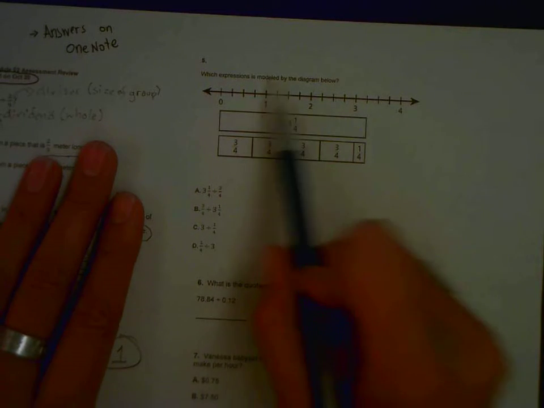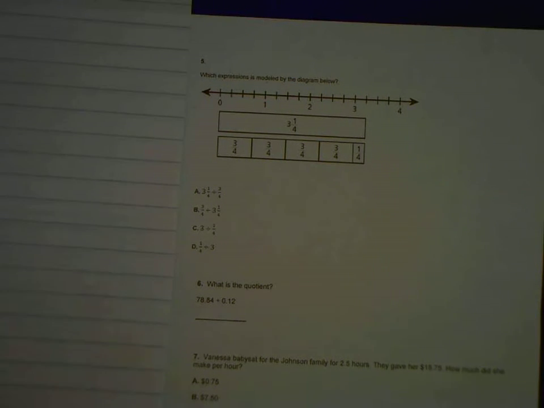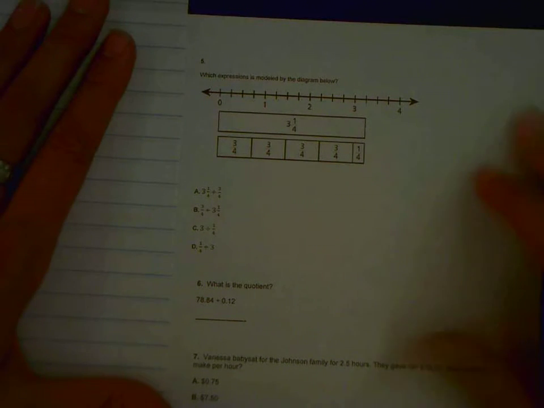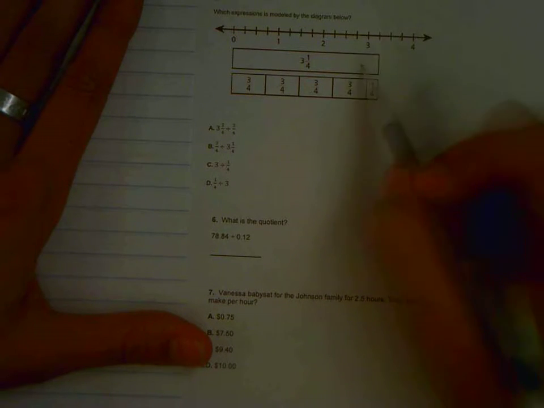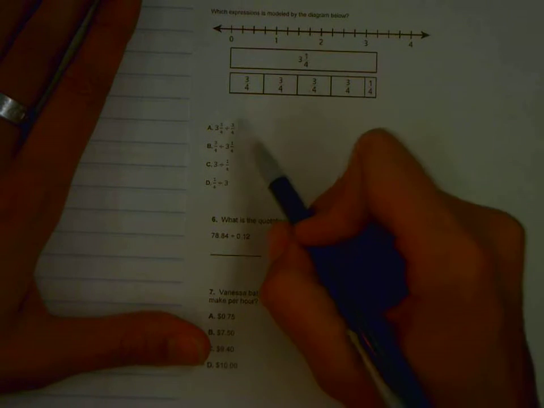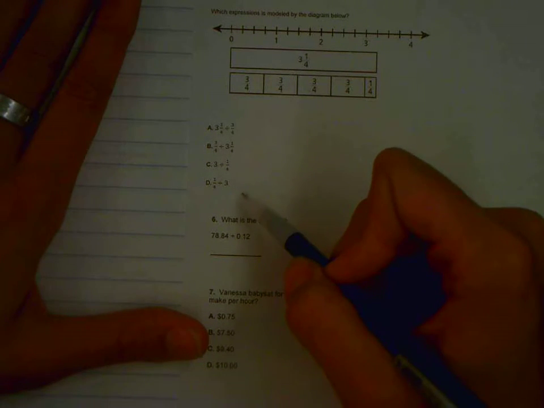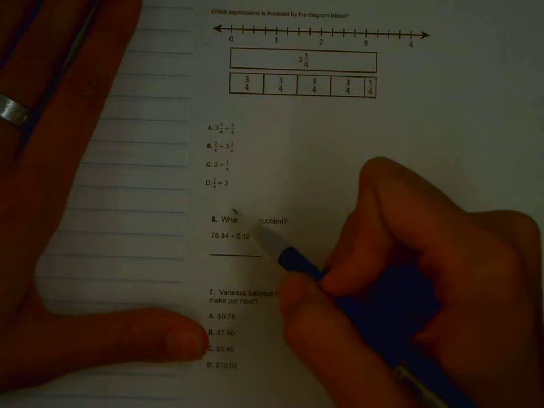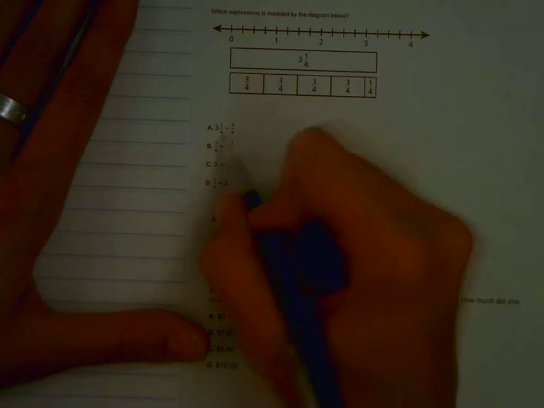Alright, number 5. It says, which expression is modeled by the diagram below? We have a beautiful number line, we have a whole, and then we have little pieces that split it up. Our whole is 3 and 1/4. Then we have these little pieces of 3/4, and we're seeing how many little pieces are in our whole here. So because 3 and 1/4 is our whole, we want that to be our dividend. So we can look at all of our answers here and see which one has 3 and 1/4 as the dividend. If it does not have it as the dividend, meaning the first number, we can automatically take that out as an option.